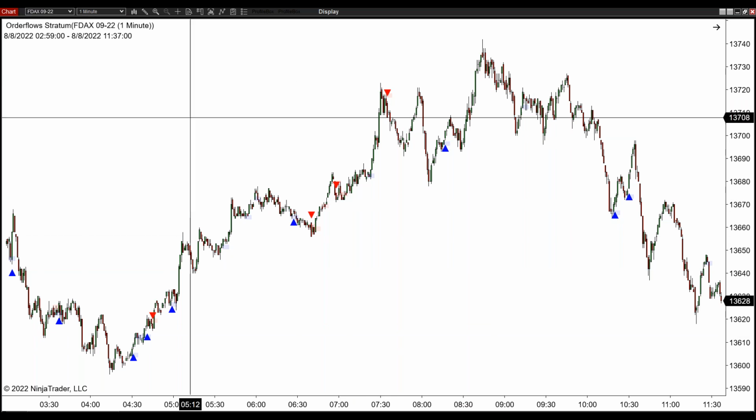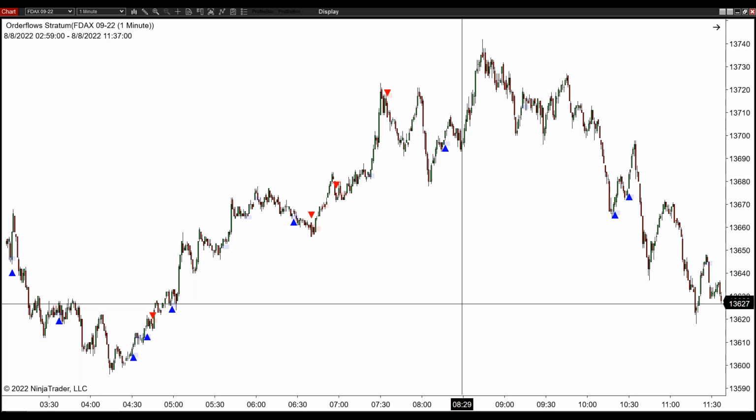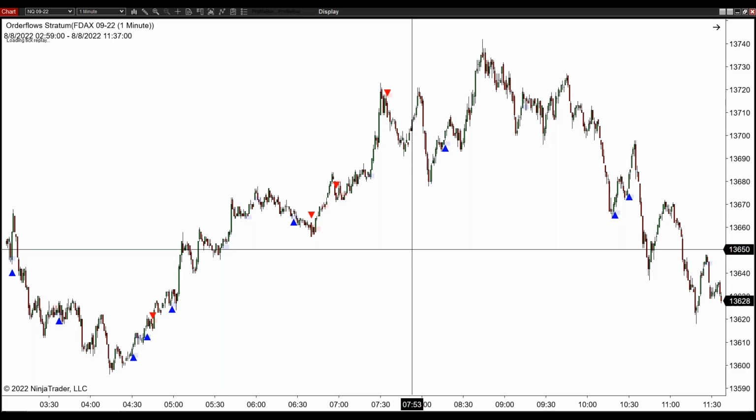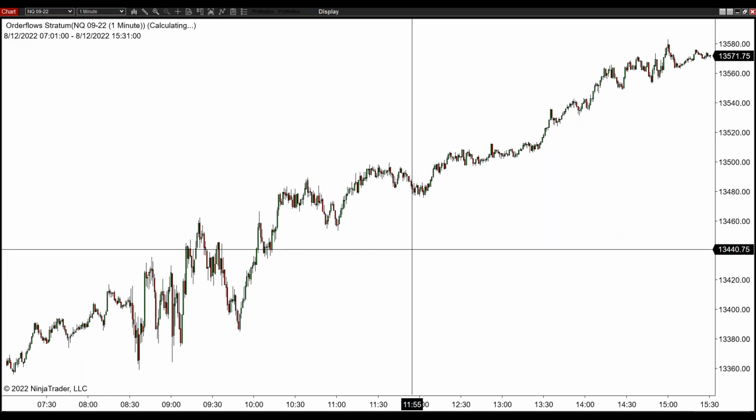NQ. Just pull it up here real quick. Just give it a second to come up here.